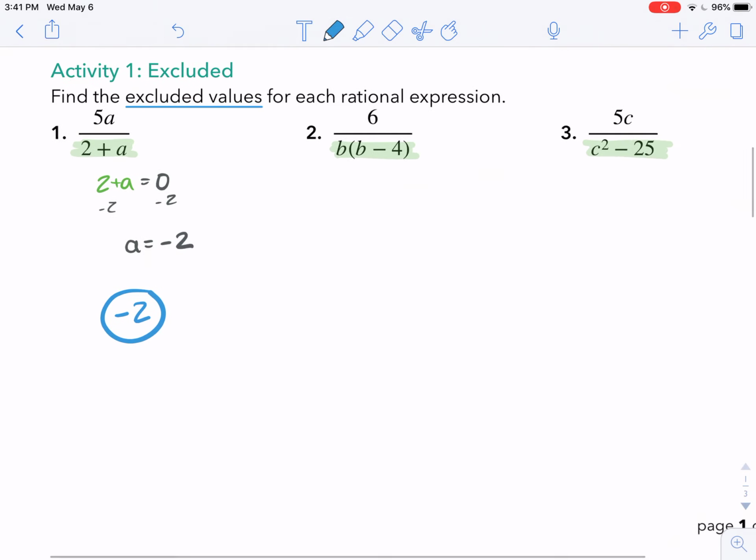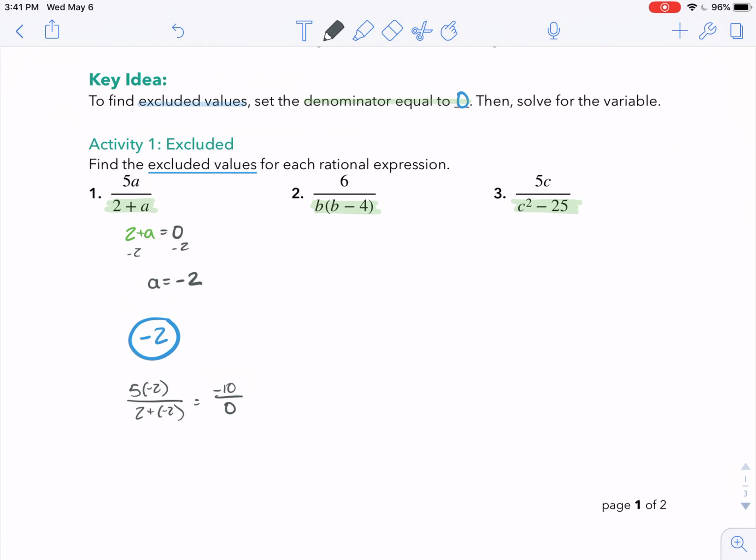Because, let's plug it back in and see what happens. If we have -2 for a, then we say 5 times -2 divided by 2 plus -2. Well, that's -10 divided by 0. Oh no, we can't divide by 0. Don't do that. That's undefined.